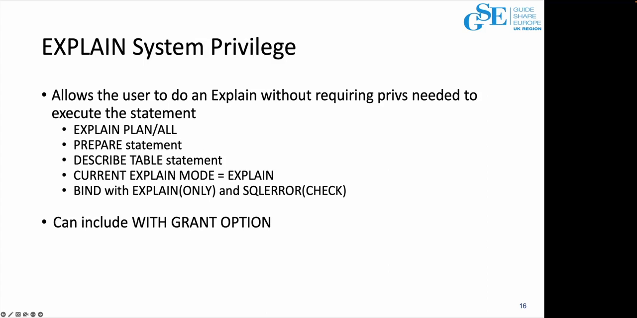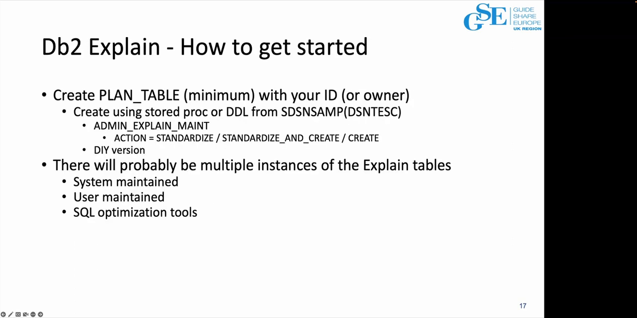A quick point here is that you can grant explain to an authorization ID or a role or to public. It's a system privilege, and it allows the user to do an explain without requiring the privileges that are needed to actually execute the statement. And the with grant option lets that auth ID then grant the explain privilege onto somebody else.